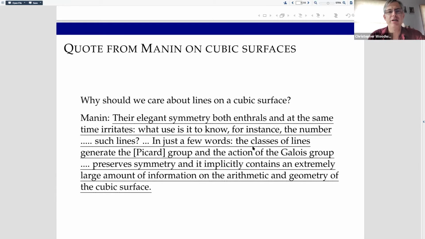He wrote, "Their elegant symmetry both enthralls and at the same time irritates. What use is it to know, for instance, the number of such lines?" So, it's 27, but why should we care? Well, the classes of lines generate the Picard group, and the action of the Galois group preserves the symmetry, and it contains an extremely large amount of information about the arithmetic and geometry of the cubic surface.